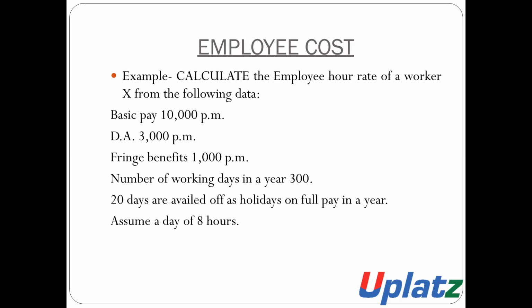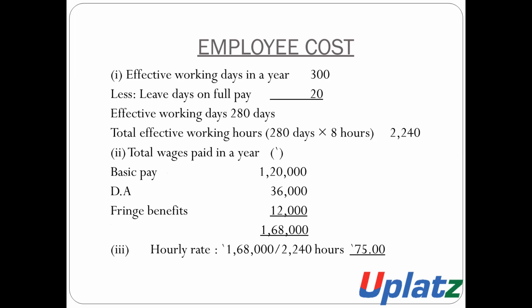Number of working days in a year is 300. 20 days are availed of as holidays on full pay in a year. Assume a day of 8 hours, that is, the employee worked 8 hours in a day. On the basis of these details, calculate the employee hourly rate of worker X.